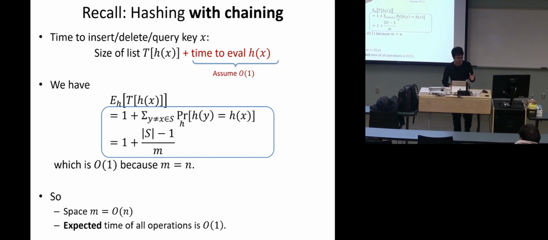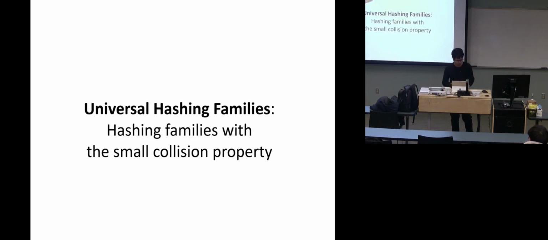Okay. So because we need something super weak here, we should hope that there is a small family such that any function in that family still satisfies this small collision property, and everything is efficient. So that's exactly what we're going to do. We want a hashing family with the small collision property.